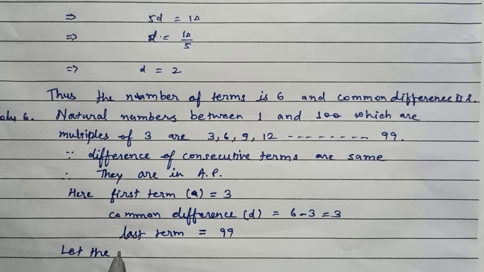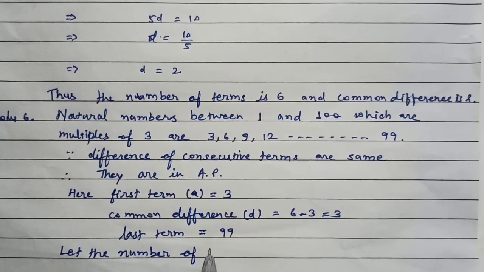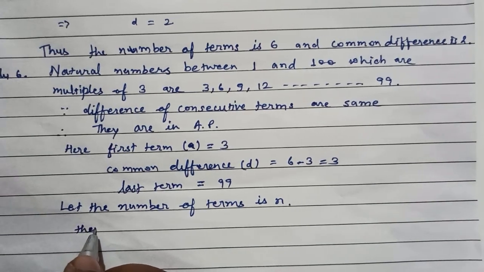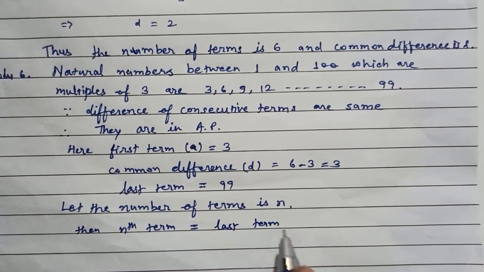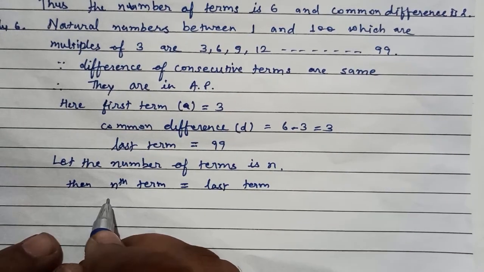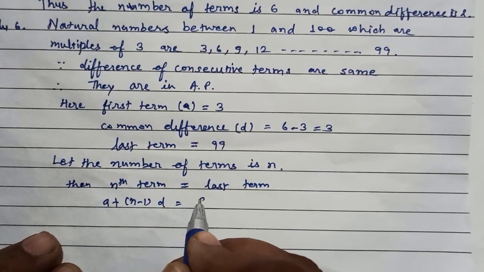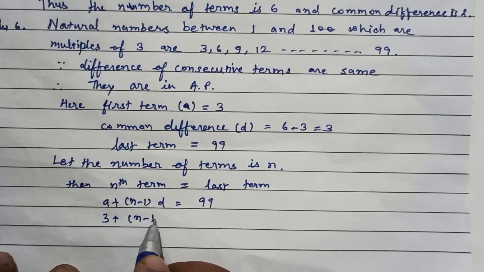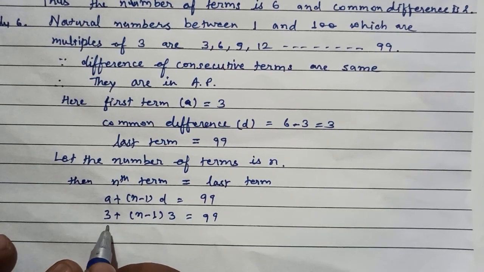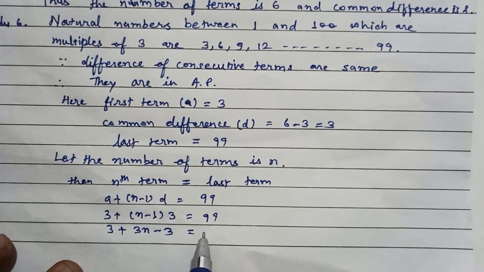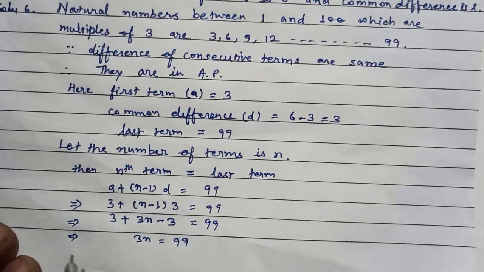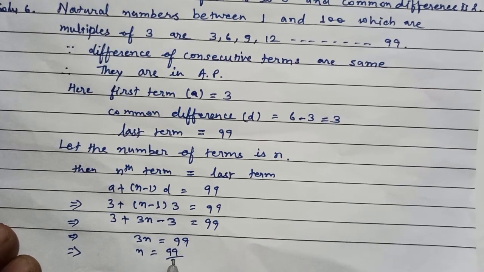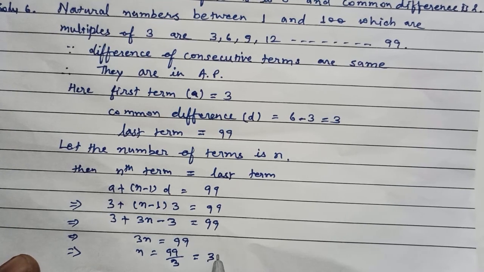Let the number of terms be n. Then nth term equals the last term. a plus n minus 1 into d equal to 99. 3 plus n minus 1 into 3 equal to 99. 3 plus 3n minus 3 equals 99. 3n equal to 99, n equal to 99 upon 3 is equal to 33.